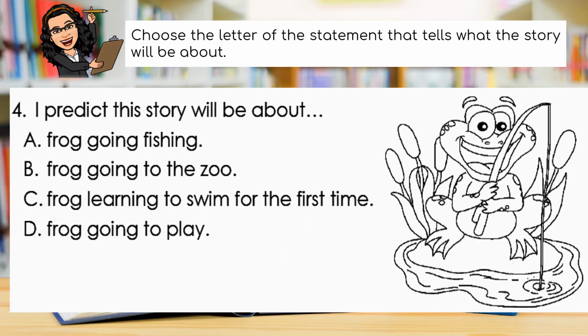Number 4. I predict this story will be about A. Frog going fishing, B. Frog going to the zoo, C. Frog learning to swim for the first time, D. Frog going to play. The correct answer is A. I predict this story will be about frog going fishing.